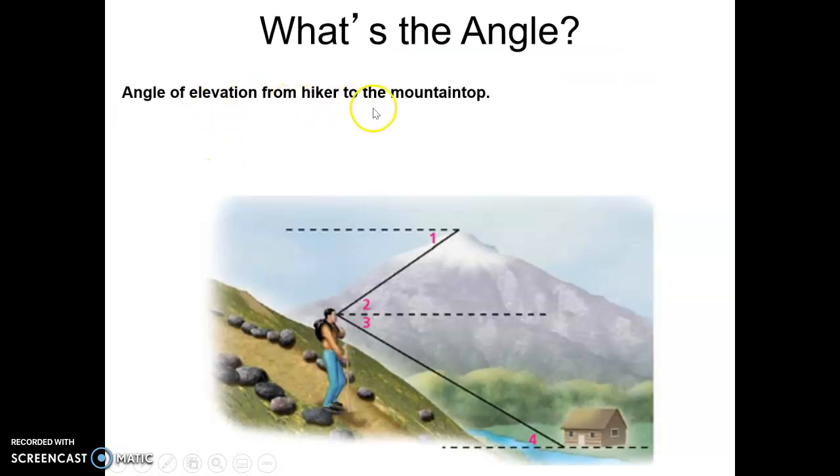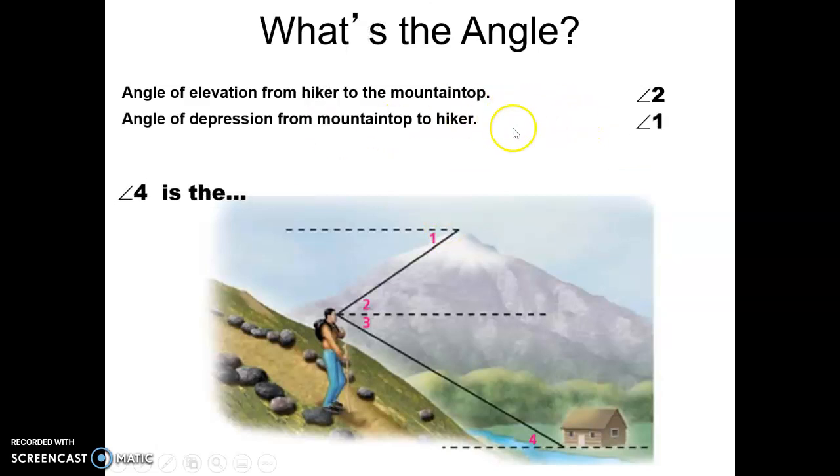So what is the angle of elevation from hiker to mountaintop? Which of those four angles represents the angle of elevation from hiker to mountaintop? Well, that's angle 2. We can see here, angle of elevation. Okay, next one. What is the angle of depression from mountaintop to hiker? Well, that is angle 1.